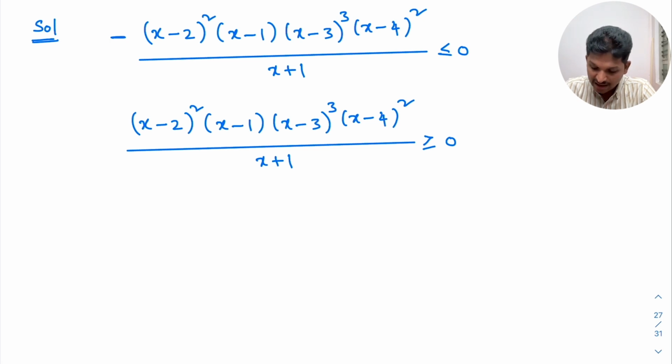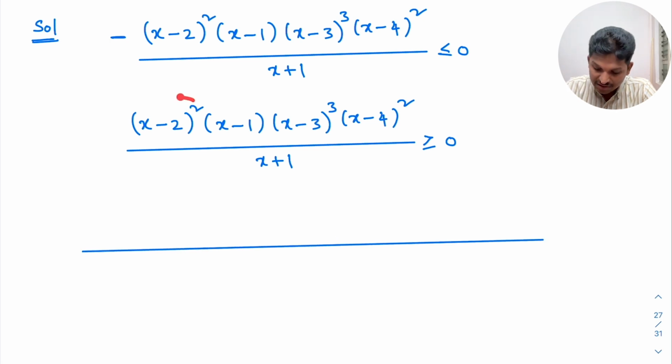What I'll do, I'll take a number line, equate this to 0. What you will get? X equal to 2. Somewhere here you will get x equal to 2. Equate this to 0. You will get x equal to 1. As per number line order only you need to mark. X minus 3 equal to 0. That means x equal to 3. Equate this to 0. You will get x equal to 4. Equate this to 0. You will get x equal to minus 1. You got like this 1, 2, 3, 4, 5. 5 numbers are there.